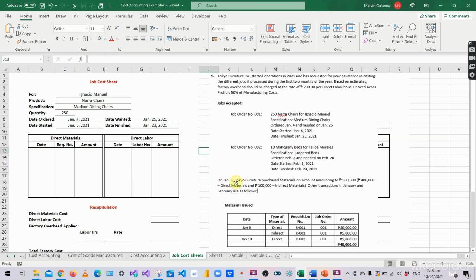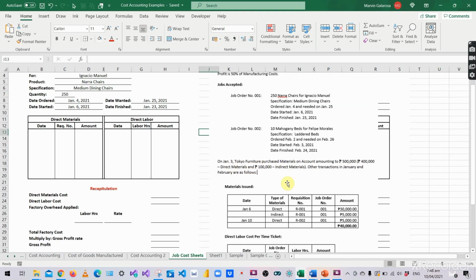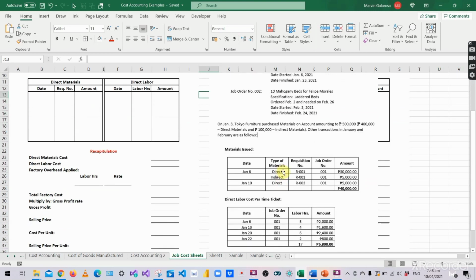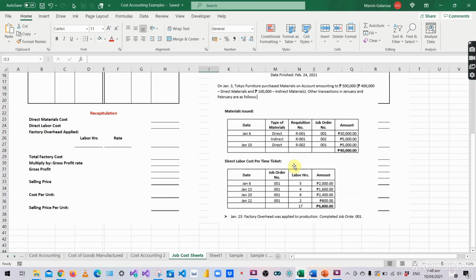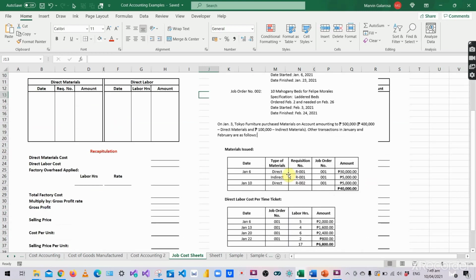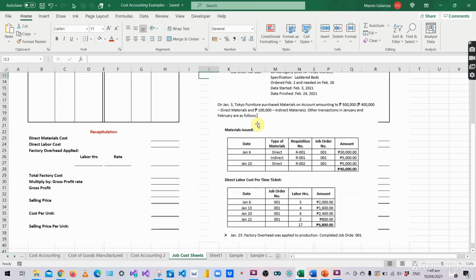Next paragraph. On January 3, Tokyo Furniture purchased materials on account amounting to 500,000 pesos. Ang composition niya is 400,000 direct materials and 100,000 indirect materials. Other transactions in January and February are as follows. So, for now, sa example, January muna tayo.